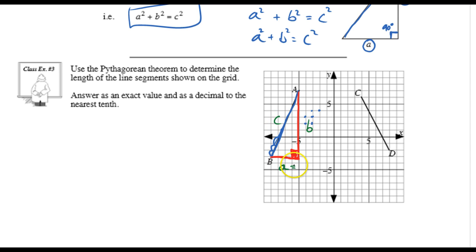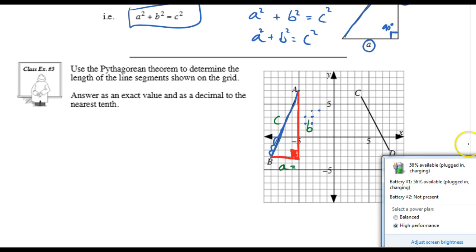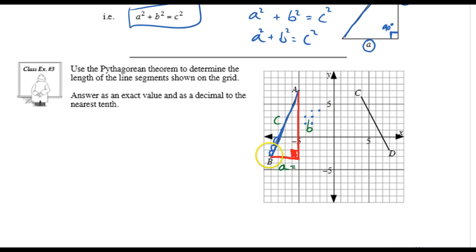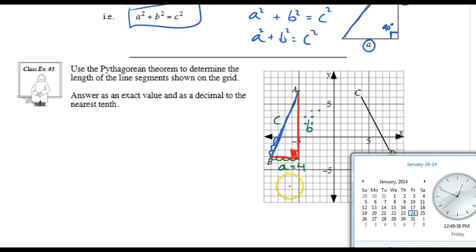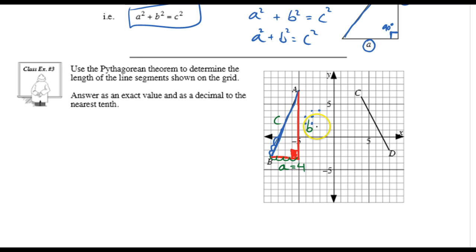The length of A is, I'm just going to quickly count here. 1, 2, 3, 4, just because I can. It's going to be a little quicker. And B, I might not count. I'm just going to go 7, the y coordinate, minus -3. So 7 minus -3 equals 10. So B equals 10, and I can double check that: 1, 2, 3, 4, 5, 6, 7, 8, 9, 10.